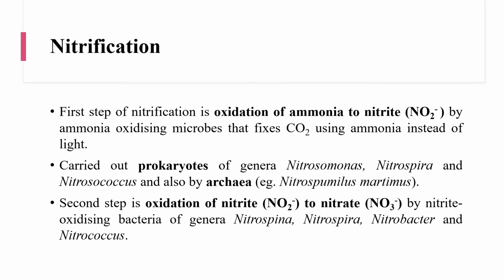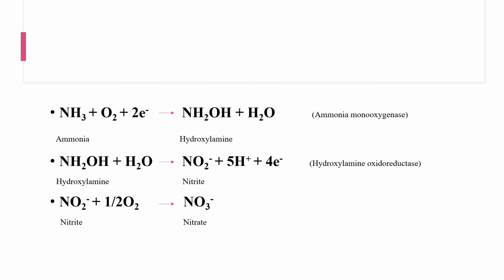The second step of nitrification involves oxidation of nitrite into nitrate by nitrite oxidizing bacteria of genera Nitrospina, Nitrospira, Nitrobacter, and Nitrococcus. The first step in the process of nitrification involves oxidation of ammonia into an intermediate called hydroxylamine using the enzyme ammonia monooxygenase. The second step involves the conversion of this hydroxylamine into nitrite with the help of the enzyme hydroxylamine oxidoreductase.